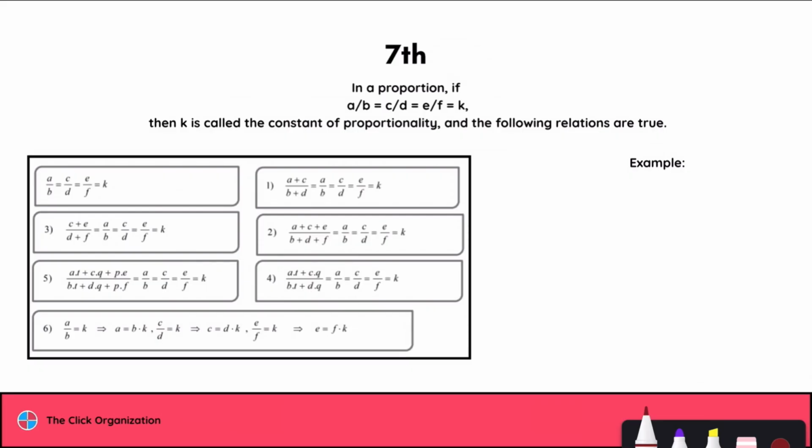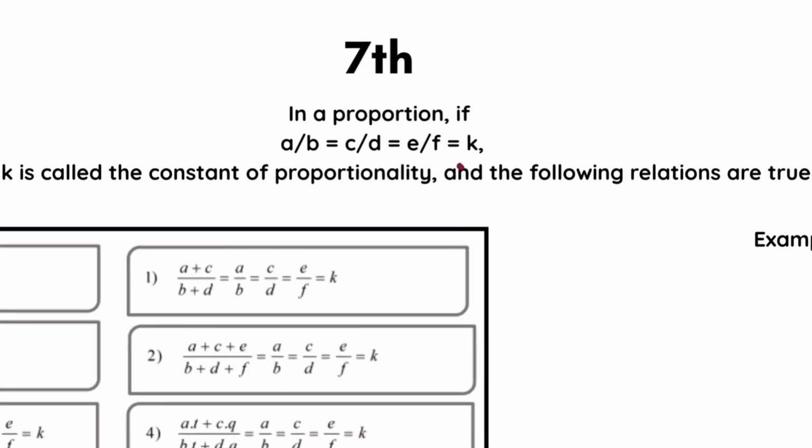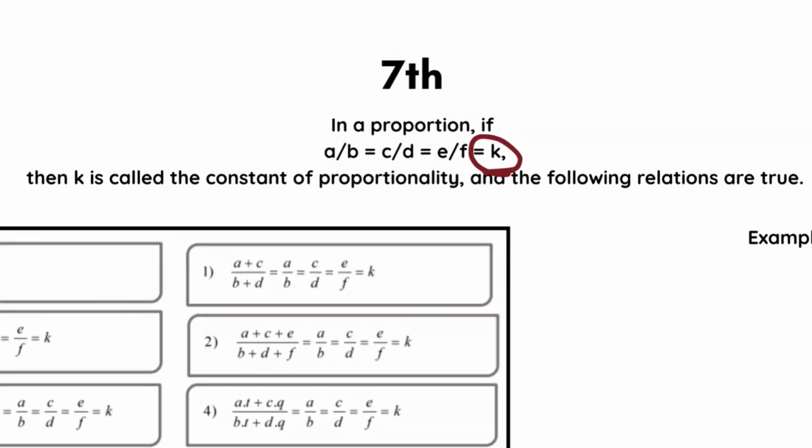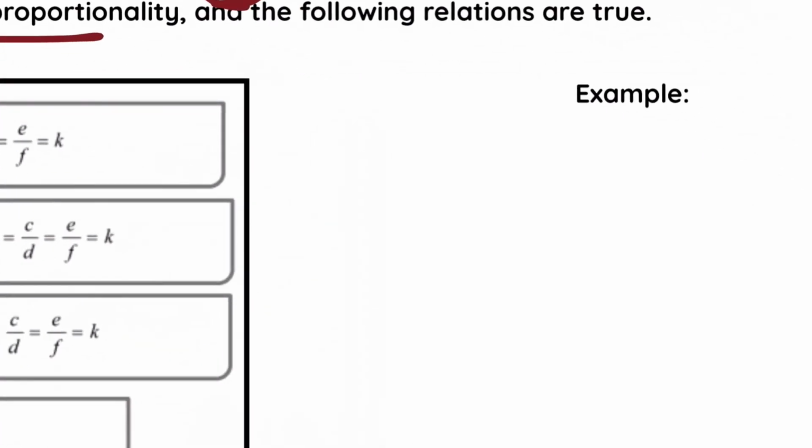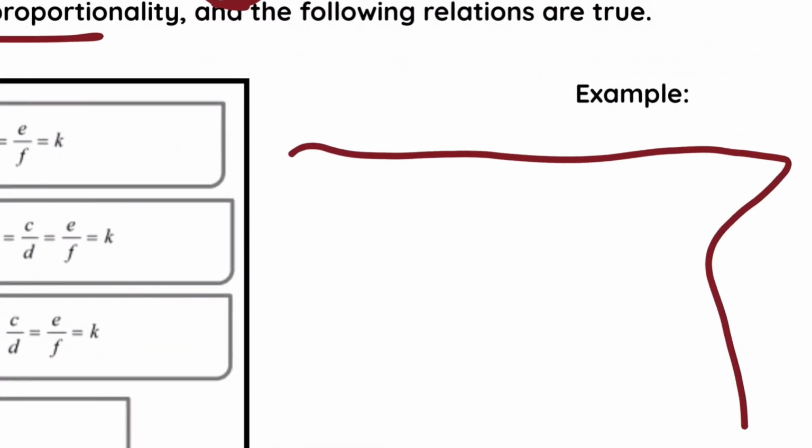The seventh proportions property is if we have three ratios, a proportion of three ratios, and they are all equal to one number, which is k, our variable, or the result of them, or the value of them, or the number that they're equal to, is called the constant of proportionality. What is exactly constant of proportionality? So let me give you an example for constant of proportionality at the beginning. So constant of proportionality.